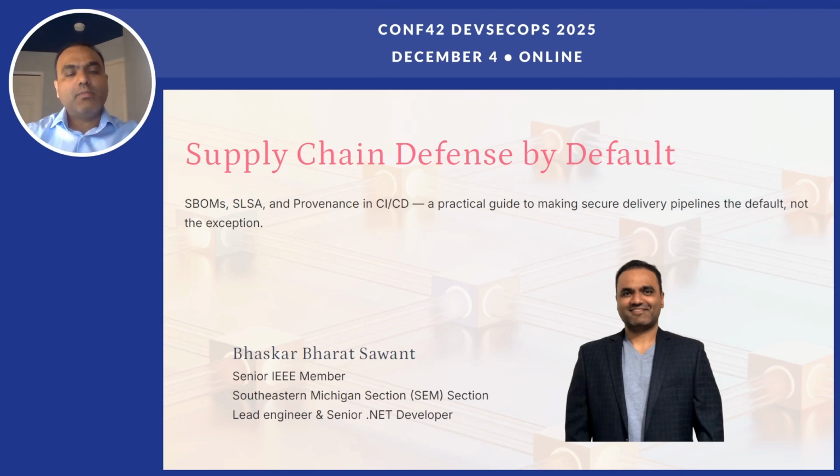Today, we are talking about supply chain defense by default: SBOMs, SLSA, and provenance in CI/CD. This talk is focused on practical security, not theoretical frameworks, not security checklists that sit in a document no one really reads, and definitely not heroics that depend on individuals remembering to do something manually. Instead, we will look at how to build supply chain security directly into the pipeline so that the secure path becomes the default path and developers are not slowed down by security controls. Security becomes a natural outcome of the way the system works.